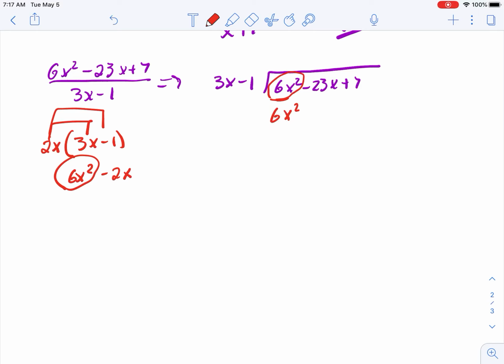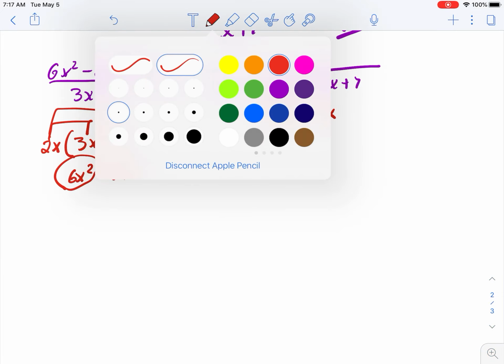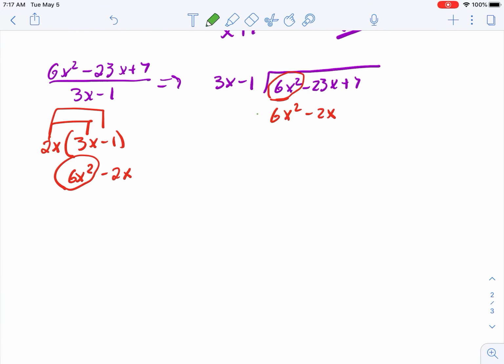So notice I got 6x squared and a 6x squared. So let's come over here. I got 6x squared minus 2x. Now we have to just subtract here. So this becomes a negative. And take a look at this one. Now this becomes a positive. Okay. Now that cancels when I add those two together. And then my next column here gives me negative 21x. So now bring down the plus 7.